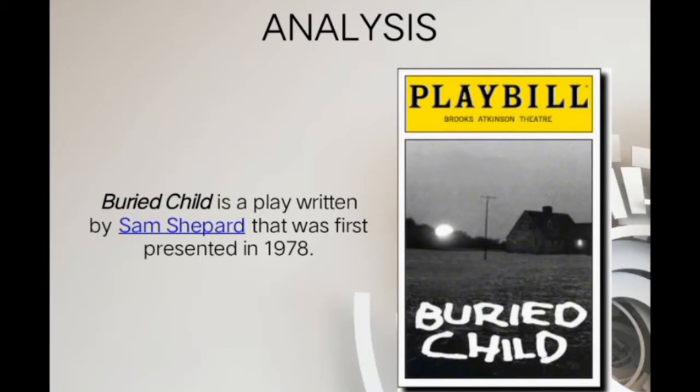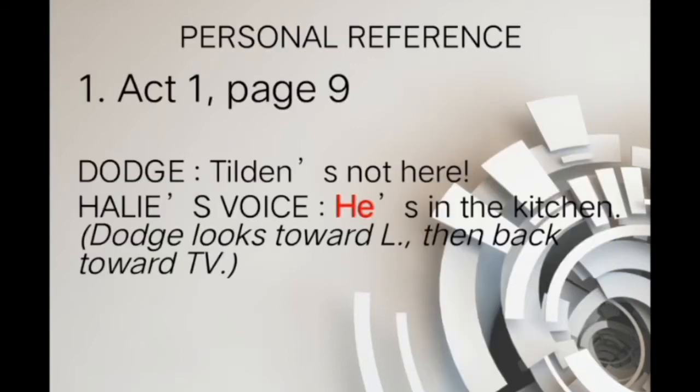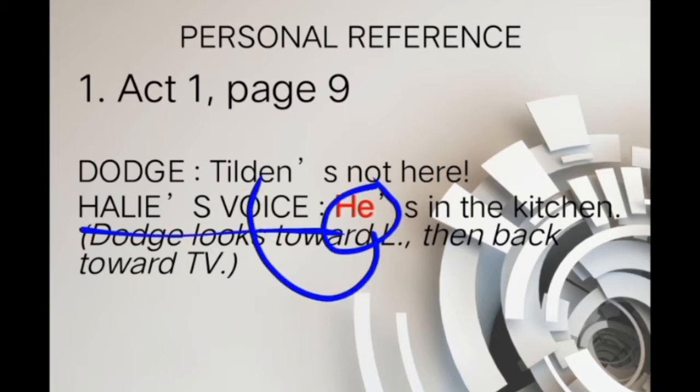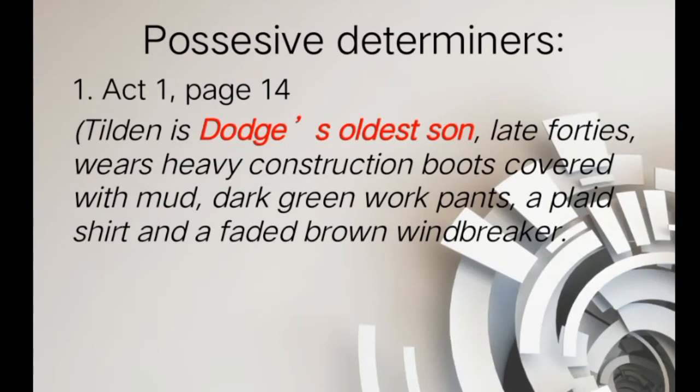Analysis. Buried Child is a play written by Sam Shepard that was first presented in 1978. The first analysis is personal reference, Act 1, page 9. "Tilden's not here. He's in the kitchen." In Halie's voice, he refers to Tilden. Second analysis is possessive determiners, Act 1, page 14. "Tilden is Dodge's oldest son. Late 40s, wears heavy construction boots covered with mud, dark green work pants, a plaid shirt, and a faded brown windbreaker." Dodge's oldest son refers to Tilden.